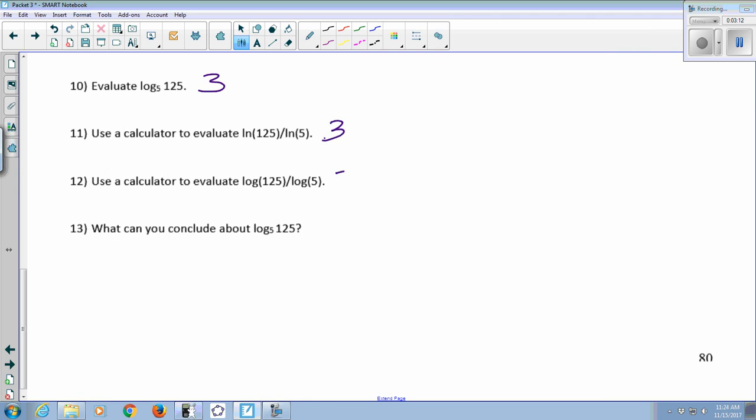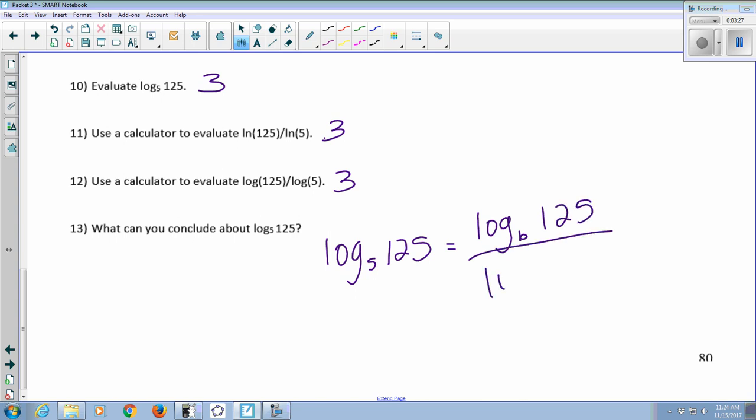So you get 3 with both of these, and it turns out that you can do that with any base. Log base 5 of 125 is equal to log of any base. E or 10 are convenient because they're on your calculator. Log base b of 125 over log base b of 5.